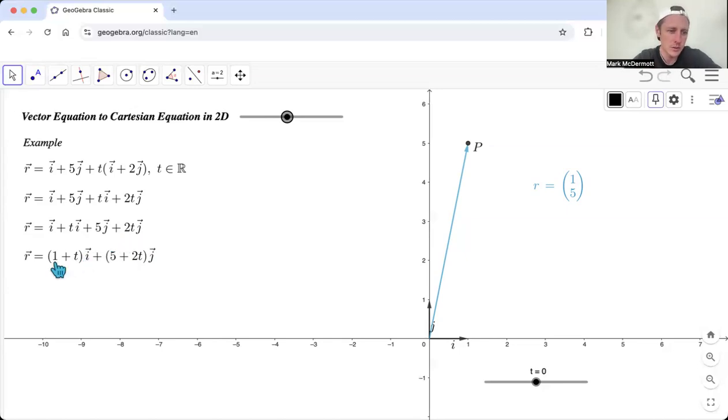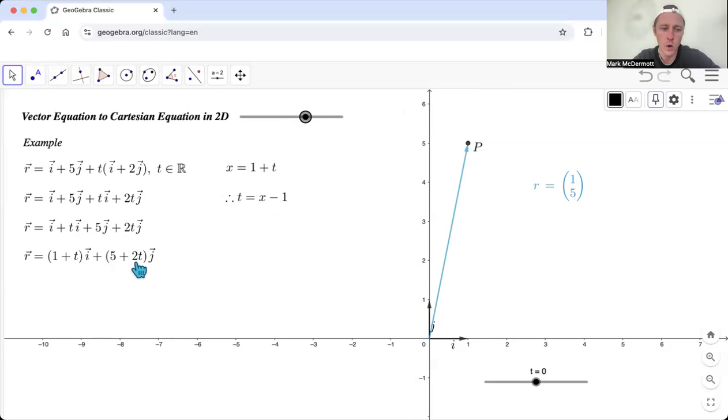So you would say, all right, 1 plus t is the amount that we're moving in the x direction, and 5 plus 2t is the amount that we're moving in the y direction. So we can equate these to our x and y values in Cartesian form. We'd say that x equals 1 plus t. What we can do now is rearrange for t and then eliminate t so we can find the equation of the line. Stay with me. We'll rearrange this for t, so we get t equals x minus 1.